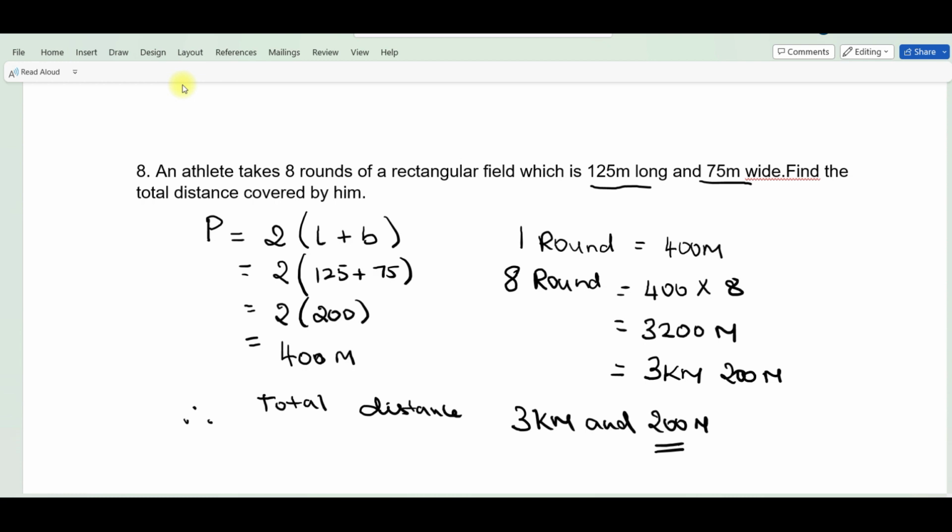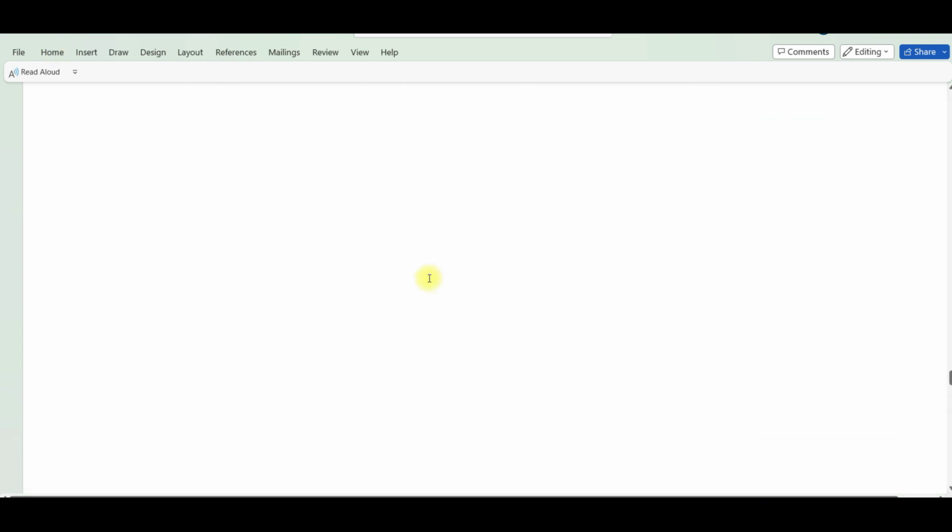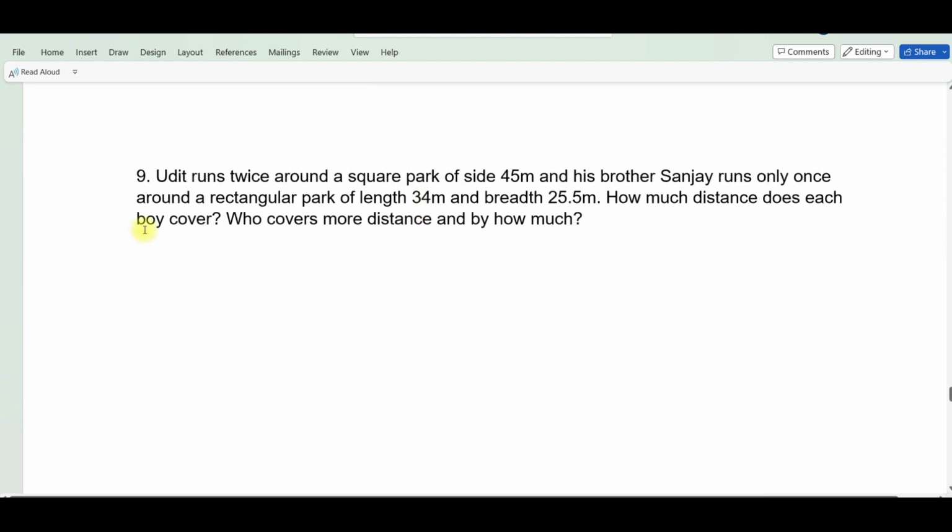So let's find what is there in the 9th question. Moving to the 9th question, it states: Udit runs twice around a square park of side 45 meters and his brother Sanjay runs only once around a rectangular park of length 34 meters and breadth 25.5 meters.